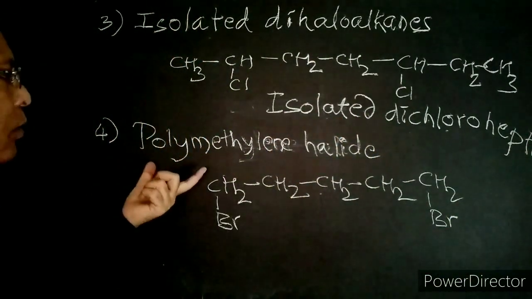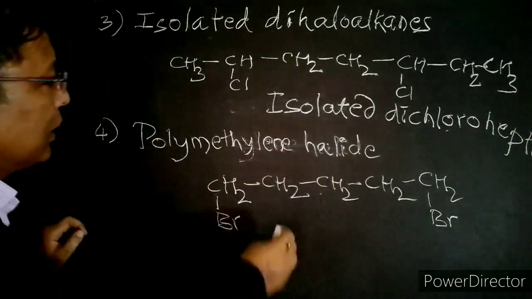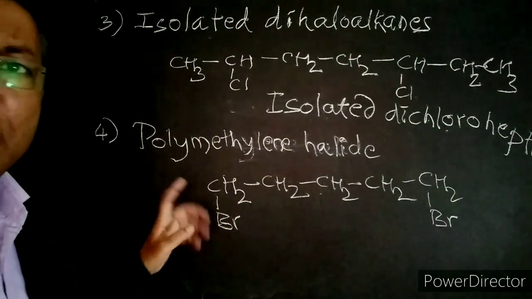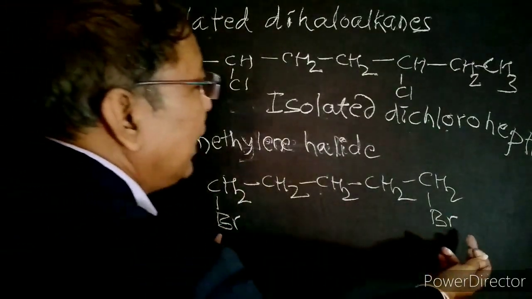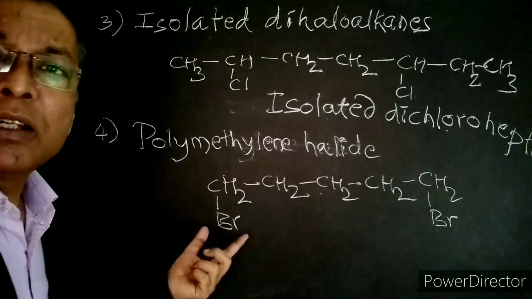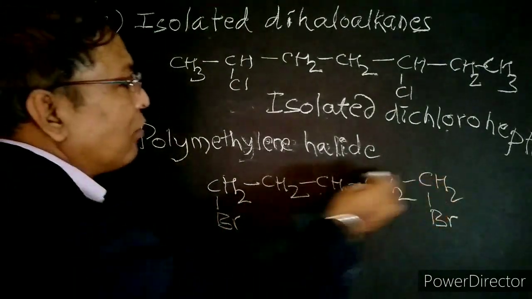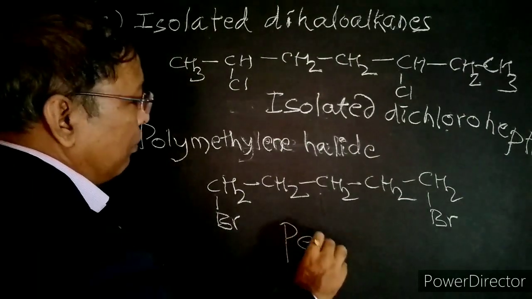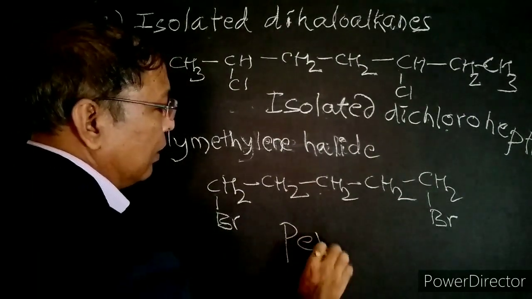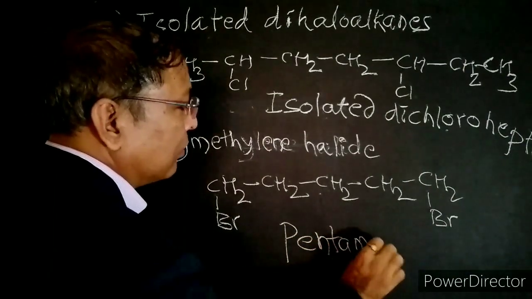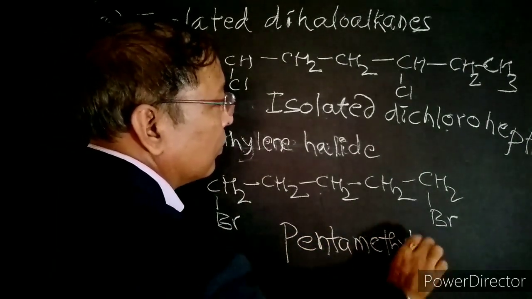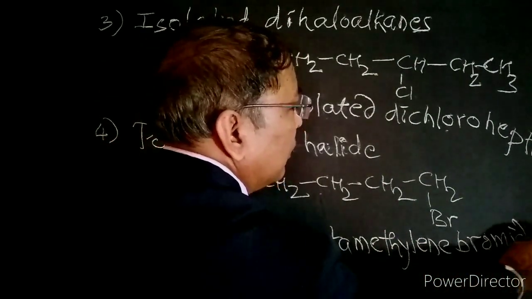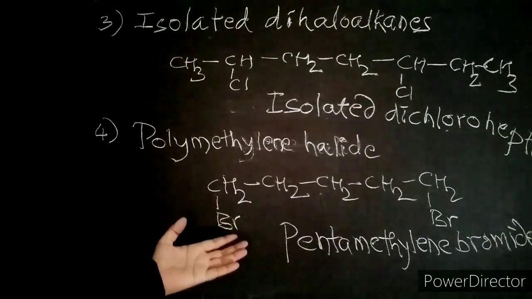Now last, polymethylene halide. Here how many methylene groups are there? 1, 2, 3, 4, 5. And we know that in polymethylene, the two same halogen atoms are present on the terminal carbon atoms. Therefore, there are 5 carbon atoms. Therefore, we can say pentamethylene bromide. This is the common name for this compound.